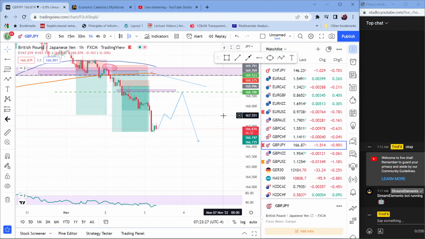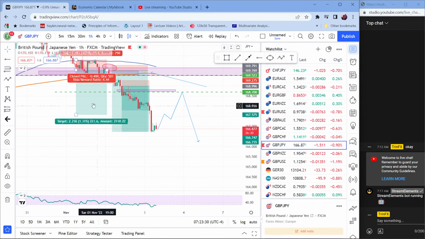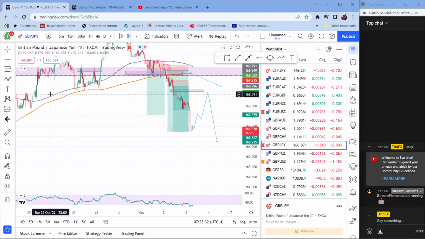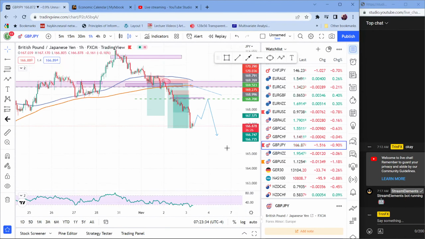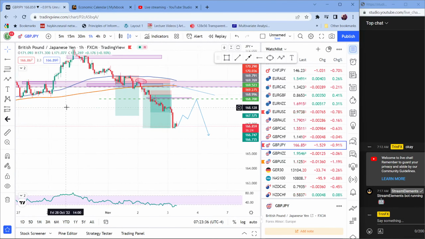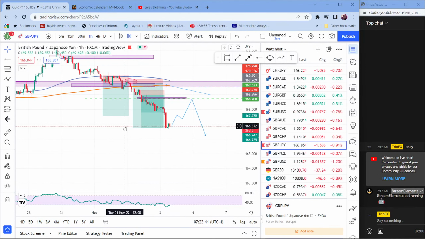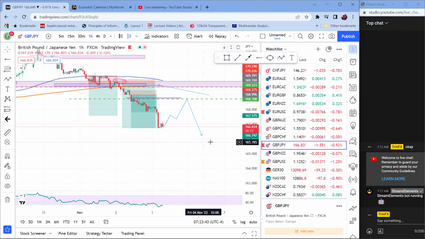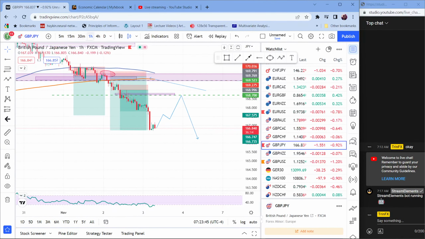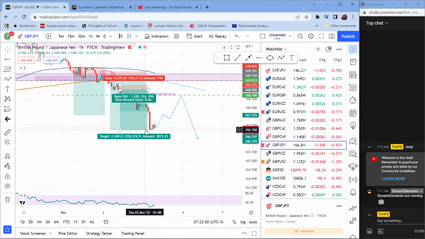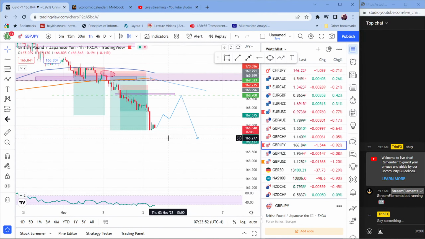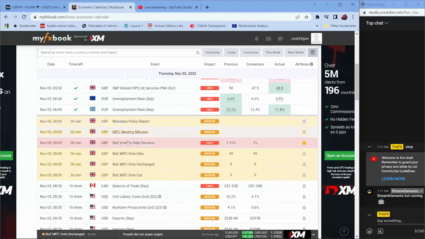So this would be a pullback for those sellers that would be waiting in these areas of significance to continue that downward trend, right? Overall, we can see that we do have a pretty strong downward movement, so it doesn't make sense trying to buy this market, even if we do have interest rates coming out as expected or high. Just because overall we do have that weaker GBP sentiment, and interest rates being high isn't enough to really convey that sort of confidence that you want to have in the pound right now.